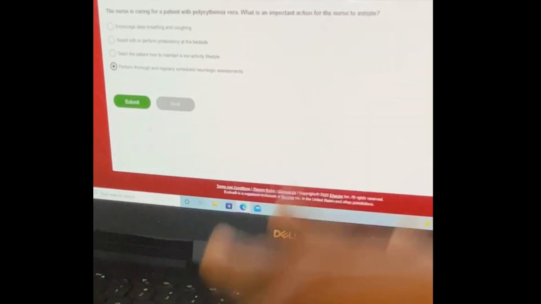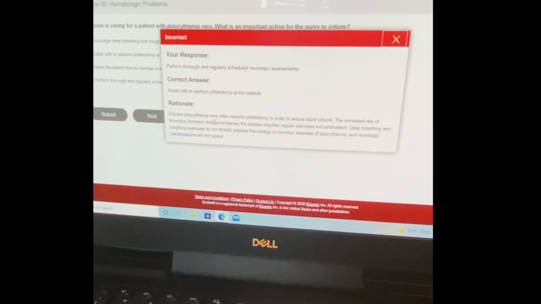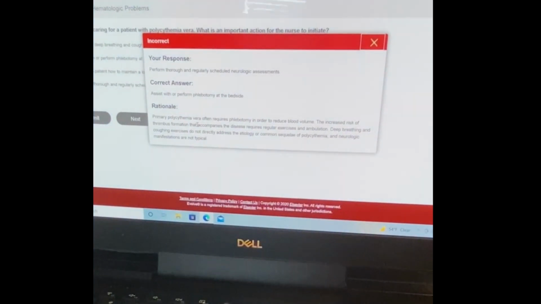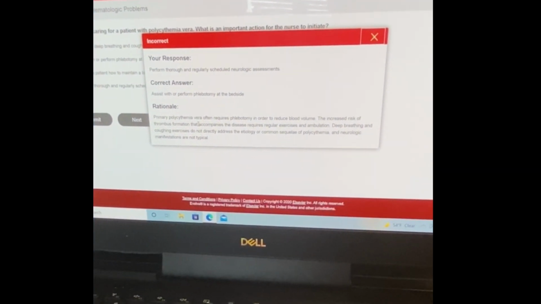Okay, let's see. Why am I even rationalizing with this man? Dang it. You was right. Was you? Yeah, I was. Perform that requires in order to reduce blood volume. Yeah, because they got too much blood circulating.